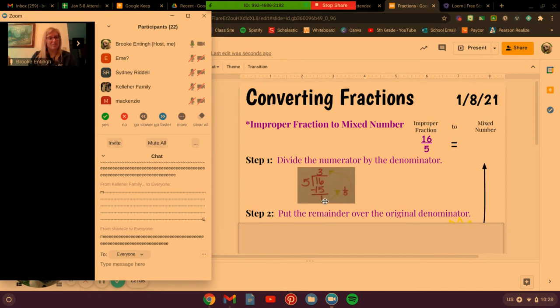So that remainder, that's how much we have left over. So we're saying, okay, even when we divide the 16 by 5, we still have 1/5 left over. So that would be our fraction part. So 1 over 5.